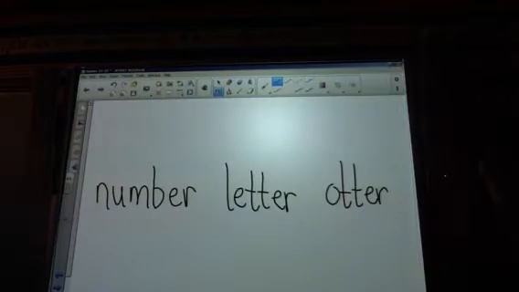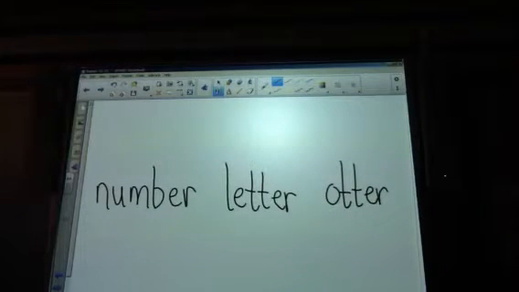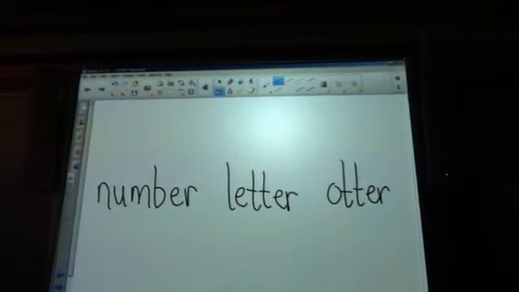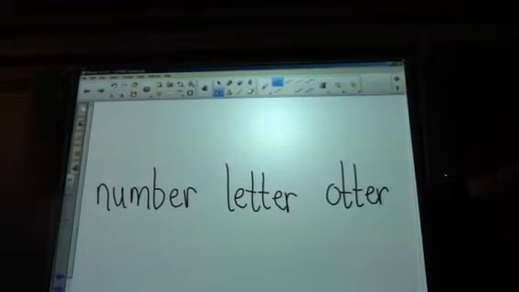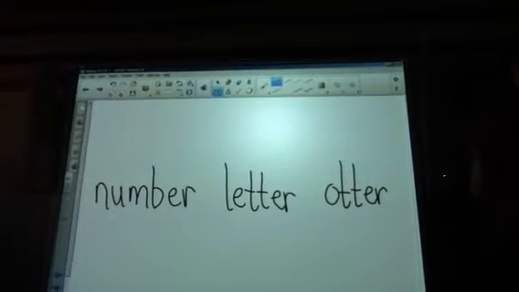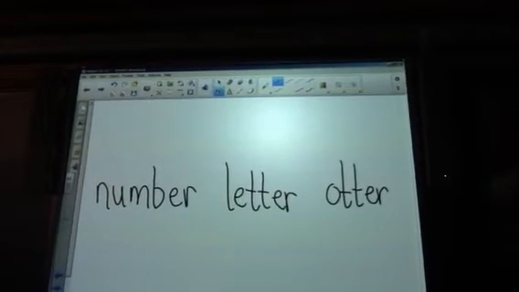What do you think is making the sound? ER. Very good. Did you guys learn about ER last year? Yes. Do you remember what it's called? Digraph. No, it's not a digraph. Oh, it is a combination. A combination is two letters that come together to make an unexpected sound. Okay? They come together to make an unexpected sound.